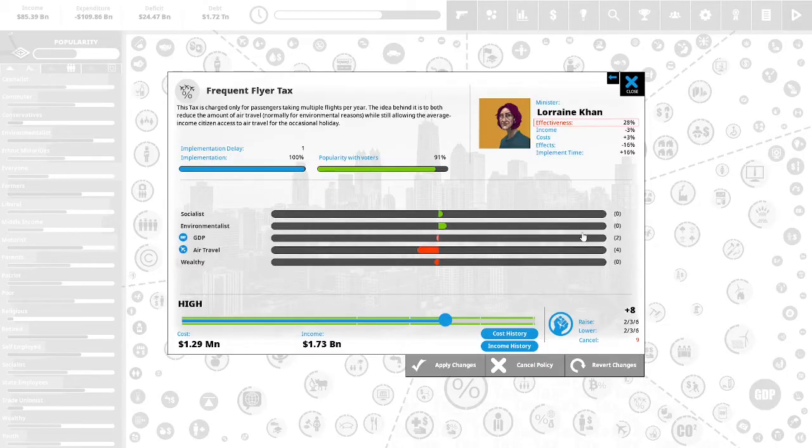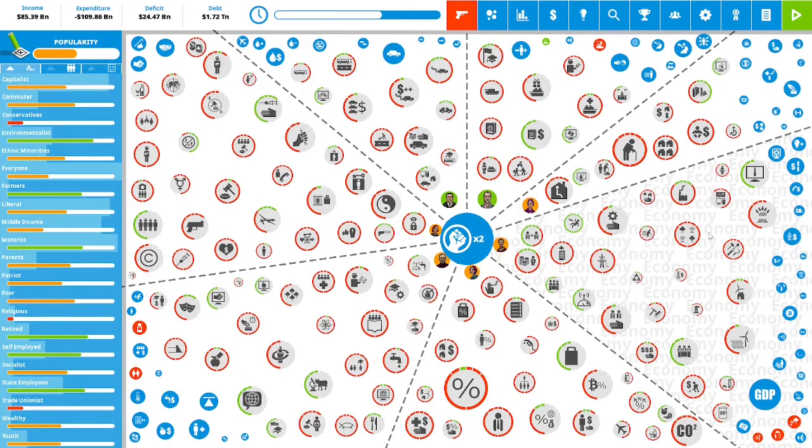To raise money for our government, frequent flyer tax. This tax is charged only on passengers taking multiple flights a year. The idea behind it is both to reduce the amount of air travel, normally for environmental reasons, while still allowing the average income citizen access to air travel for the occasional holiday. Let us invest 6 political capital in this, raise it to maximum. We will be raising over $2 billion. Let us apply the changes. We have 2 political capital remaining.